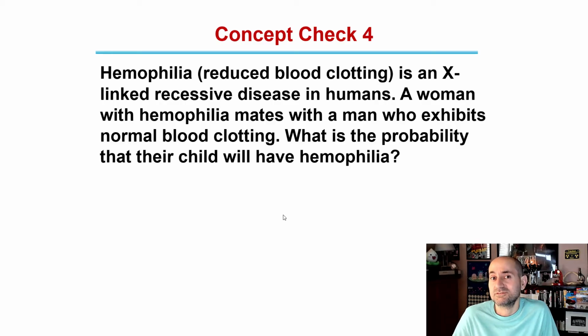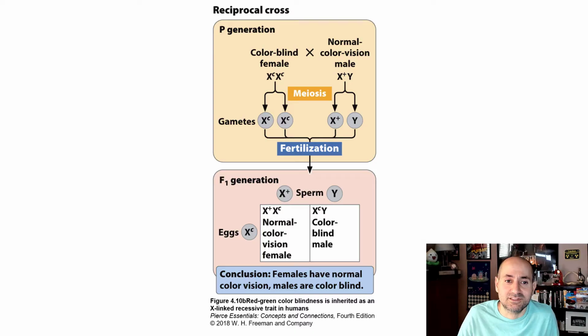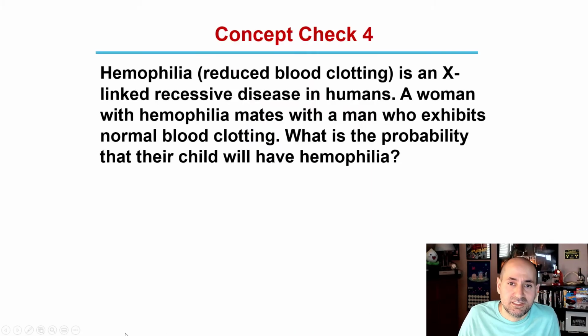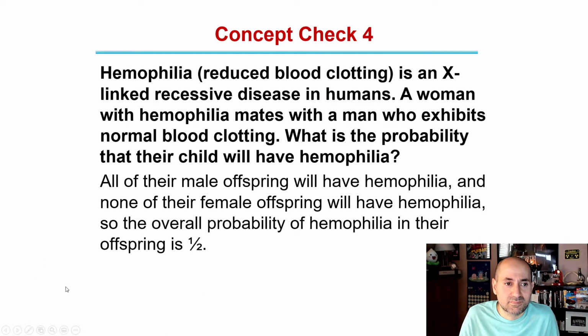We just covered this, didn't we? Isn't it identical to this situation here? Instead of a color-blind female, in this case it would be hemophilia in the female, right? So wouldn't it be 50-50? All of the females would be normal for blood clotting, and all of the males would be abnormal?